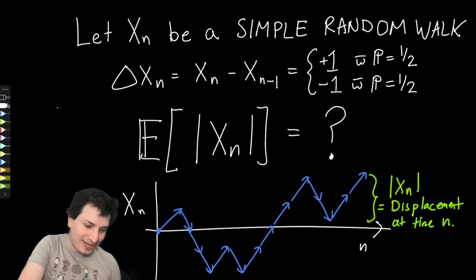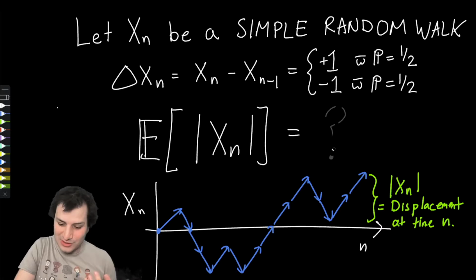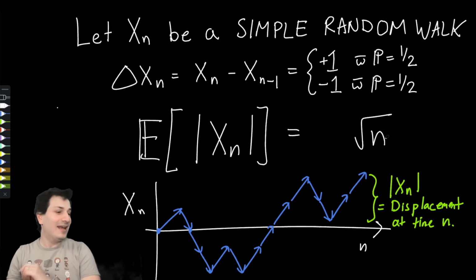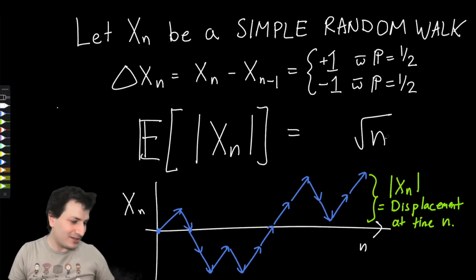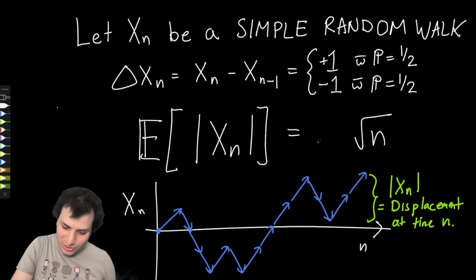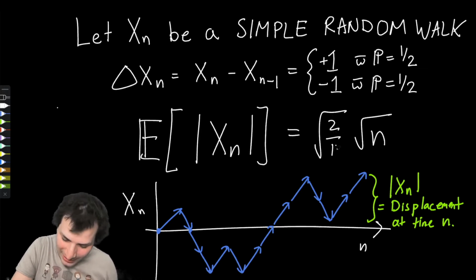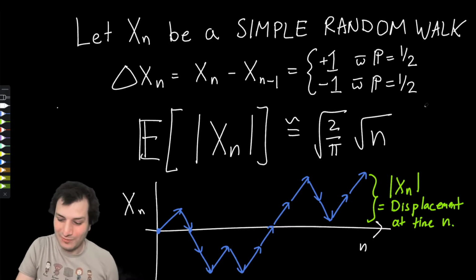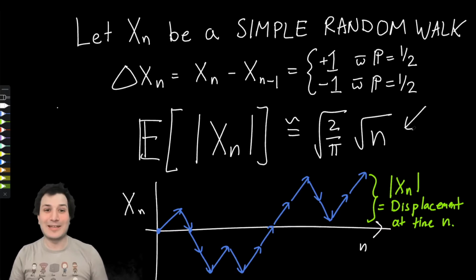And I'll tell you the answer right now. How far are you from 0 on average? You are square root of n steps away. And not only square root of n, let me make sure I get the constant right. You are square root of 2 over pi times square root of n steps away, approximately. And in this video, I'm going to show you a really clever way to prove this using a cool martingale trick.